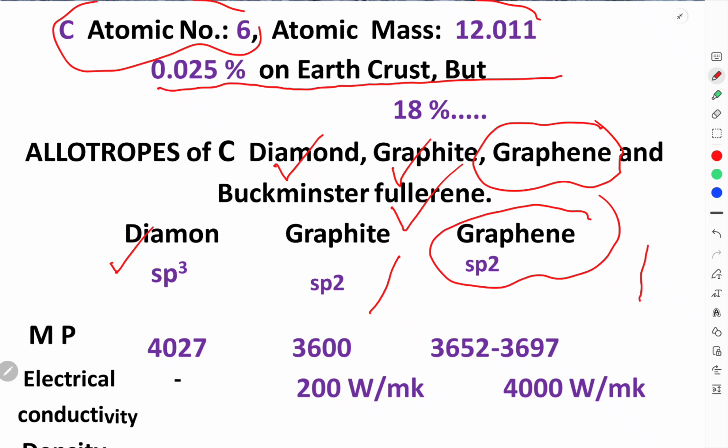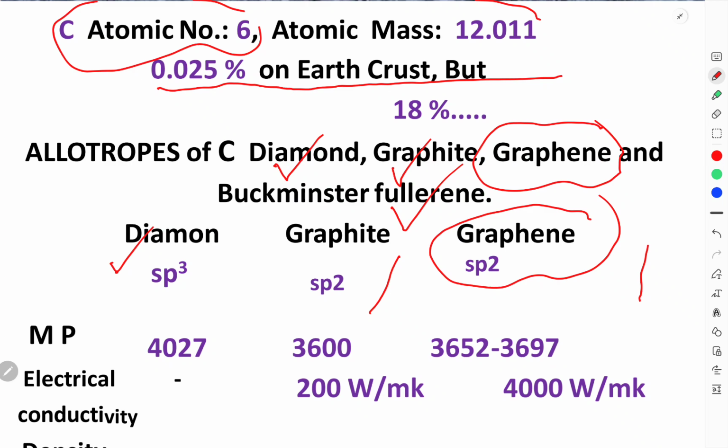But we see the melting points comparatively. No difference in melting point. We could expect the melting point of graphene to be much lower, but you are looking at diamond, again I will repeat, 4027 degrees Celsius, graphite 3600 and graphene 3652 to 3697. But you see the electrical conductivity. Graphene is such a highly electrically conductive material.